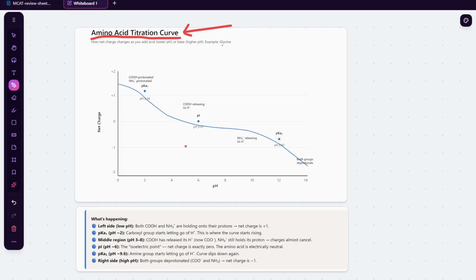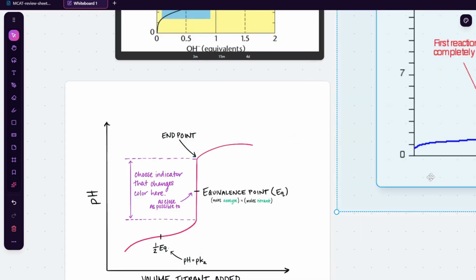Now, this is not the best chart. I don't like this chart. I don't know if I should use this chart to teach it. Alright, so I have a lot of different diagrams to help show what's happening.